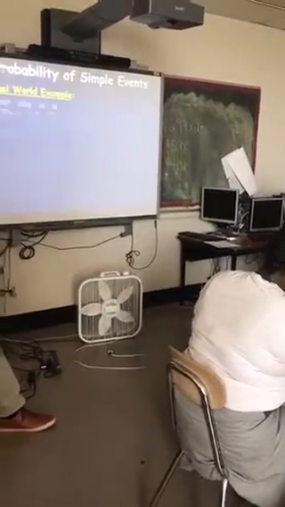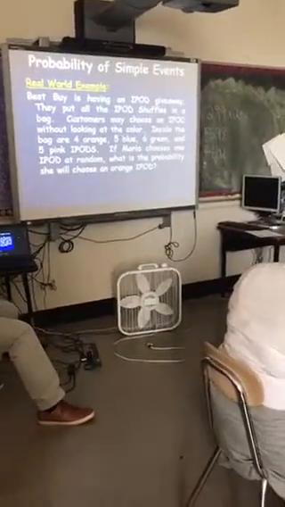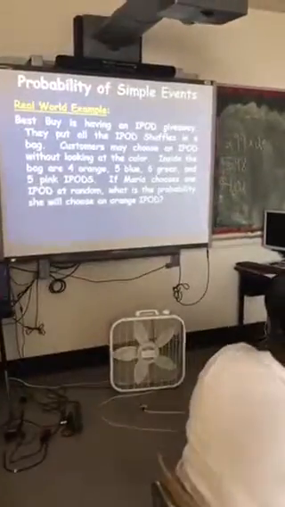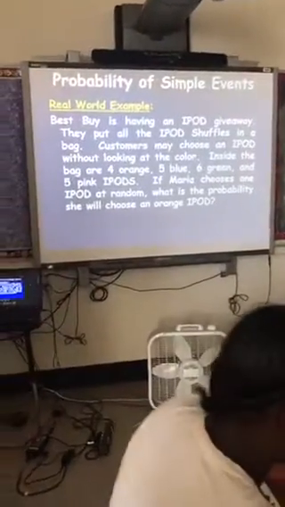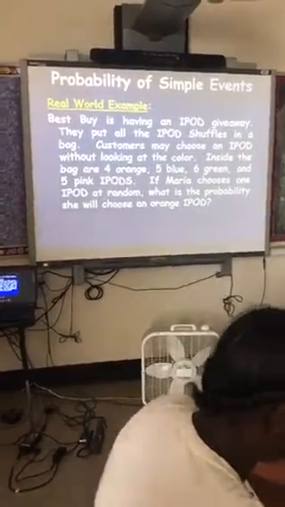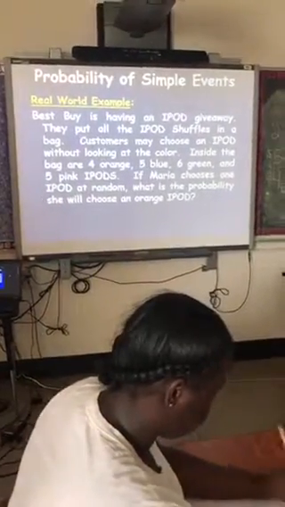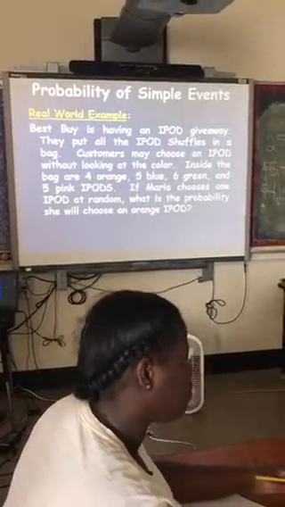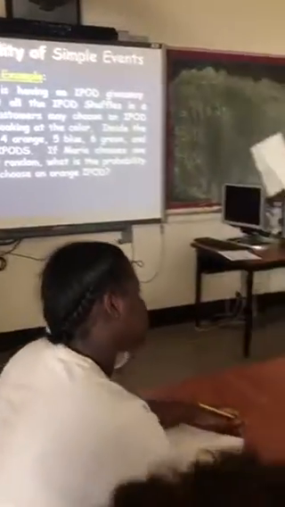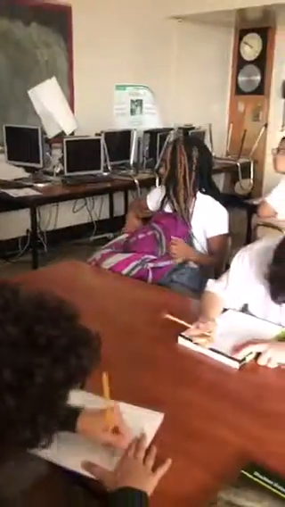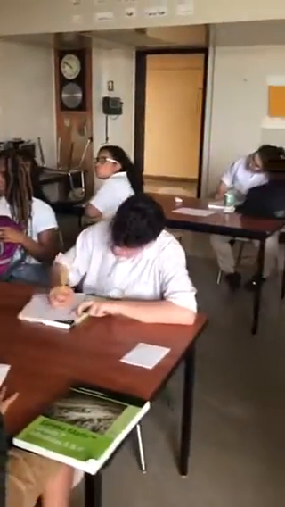So let's take a look at a real-world example. Best Buy, and believe it or not, yesterday I was at Best Buy, is having an iPod giveaway. They put all the iPod shuffles in a bag. Customers may choose an iPod without looking at the color. Inside the bag are 4 orange, 5 blue, 6 green, and 5 pink iPods. If Maria chooses one iPod at random, what is the probability she will choose an orange iPod?